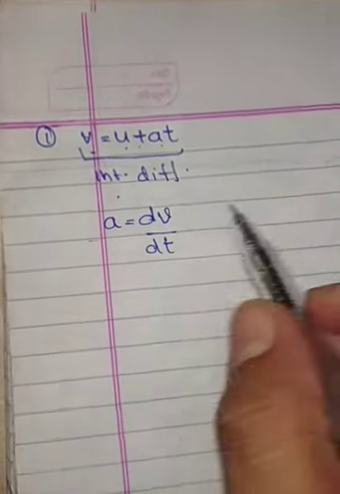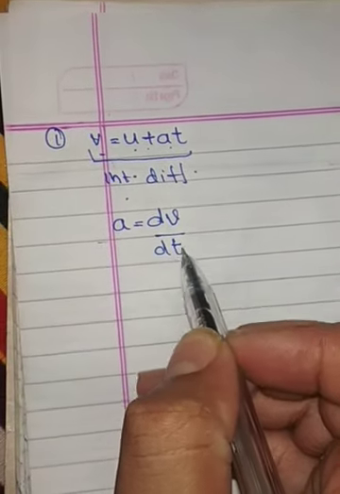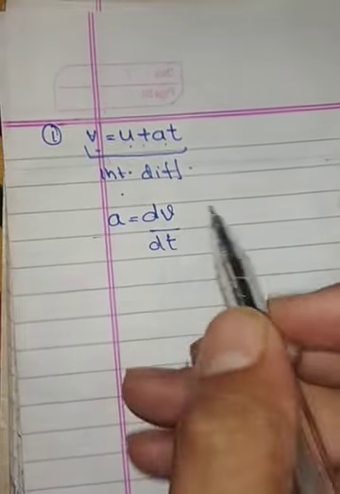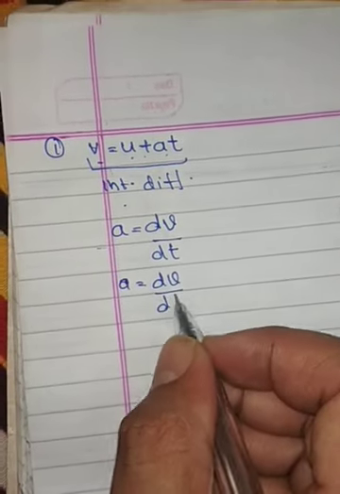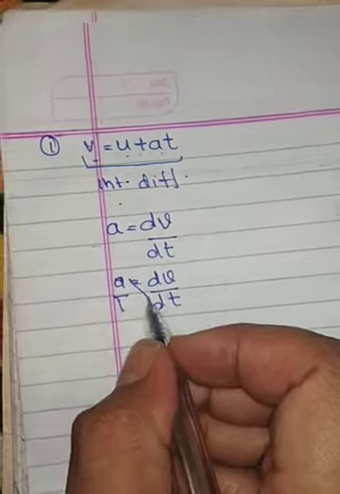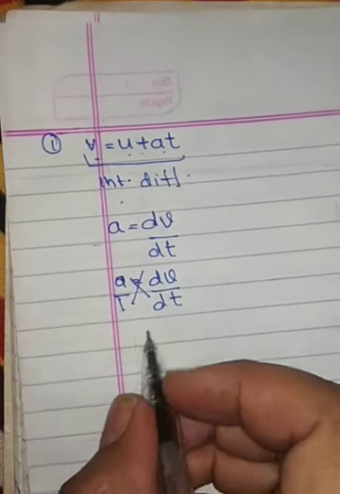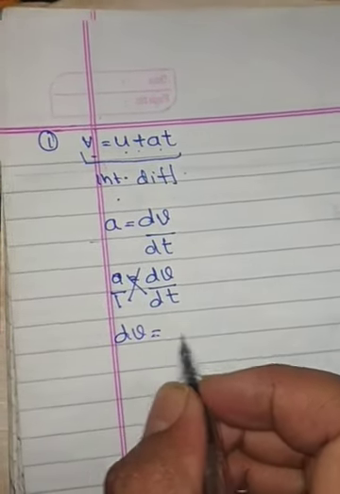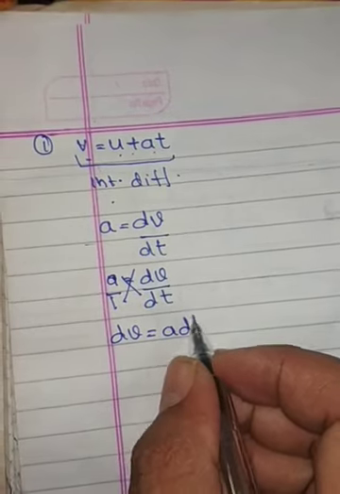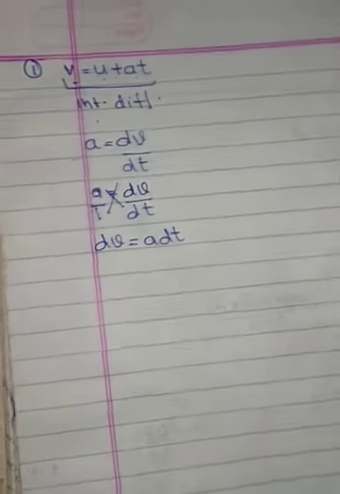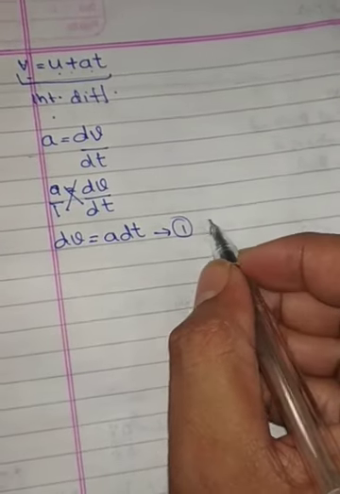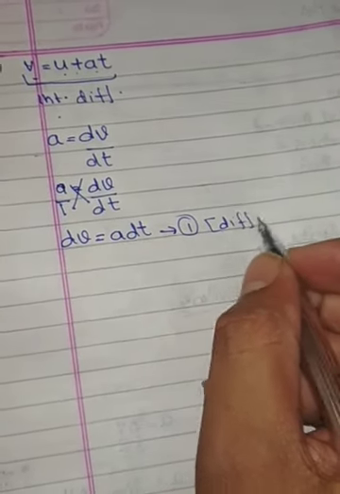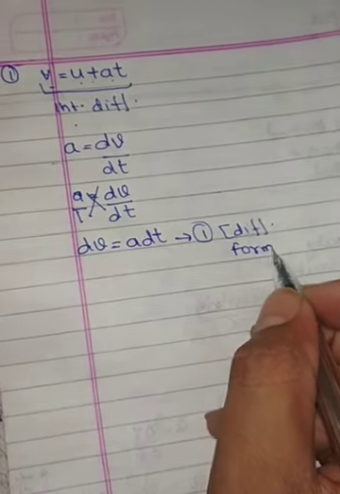This is the differentiation form. So we can say a is equal to dv by dt. Divide by 1, then take cross multiplication. We will get dv is equal to a dt. So this is the differentiation form. We can say this is equation number 1. Okay?